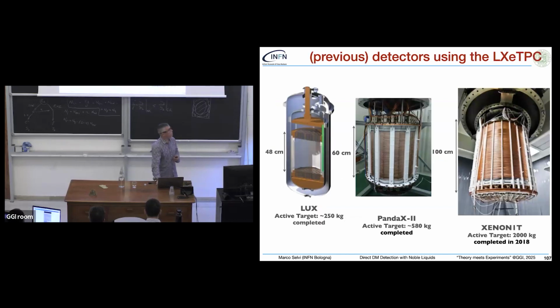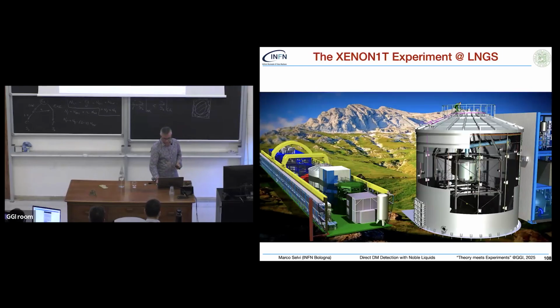The previous generation of detectors is shown here. The size went from 50 centimeters up to 1 meter with 1 ton. They were completed by 2018. XENON1T was the first detector at the ton scale, so it was a massive improvement with respect to the previous ones. Also for us, we went from XENON100, which was in a small box in a corner of LNGS, to a new hall, Hall B, in the Gran Sasso experiment.